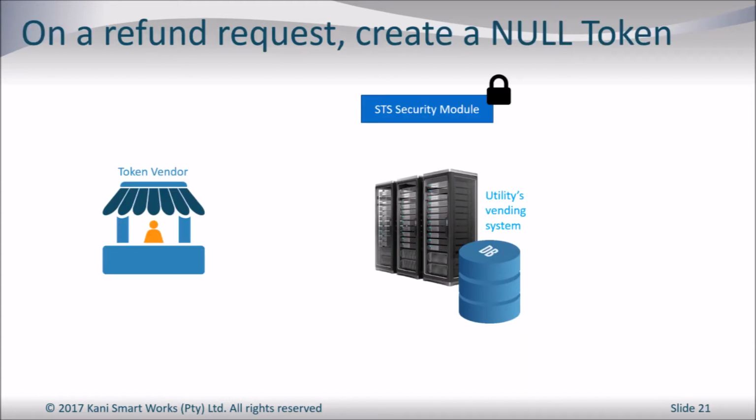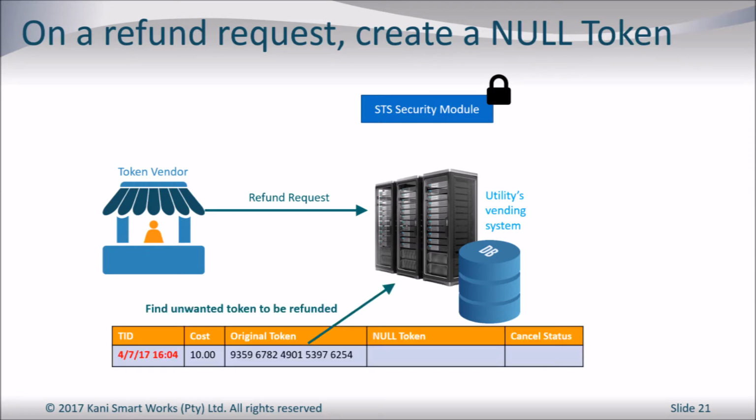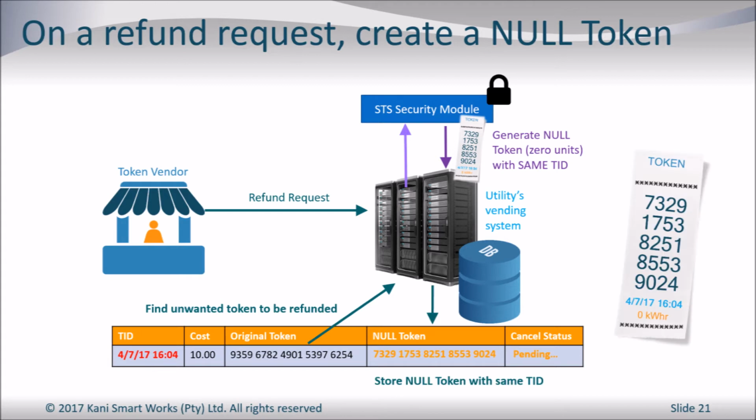So this is how it works. A token vendor that doesn't want an unwanted token issues a refund request to the utility's vending system, typically a system reversal. The utility's vending system looks up the token together with the TID, the timestamp on which that token was generated. It then generates a NULL token, with 0 units that is, using the same TID as the unwanted token. All very well, but how do we get that token into the meter?